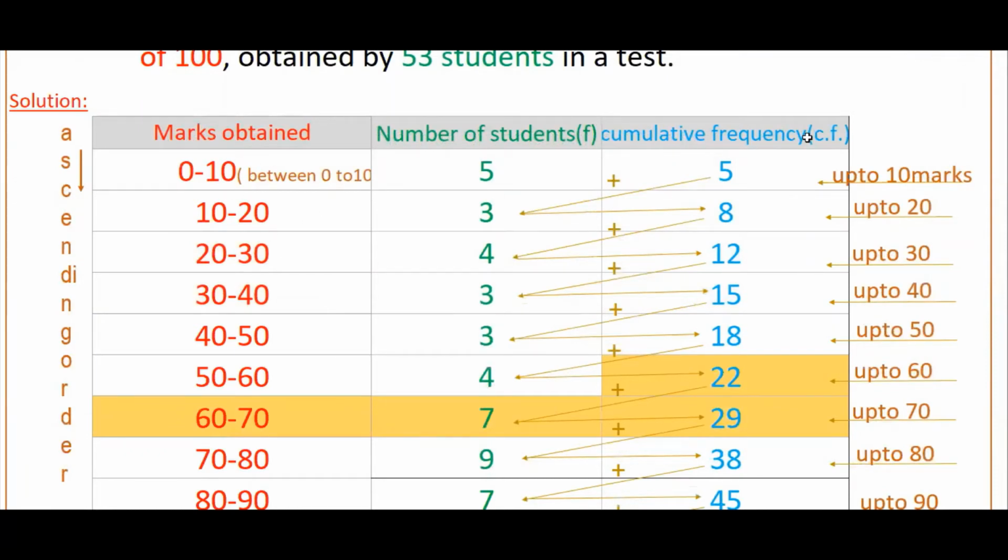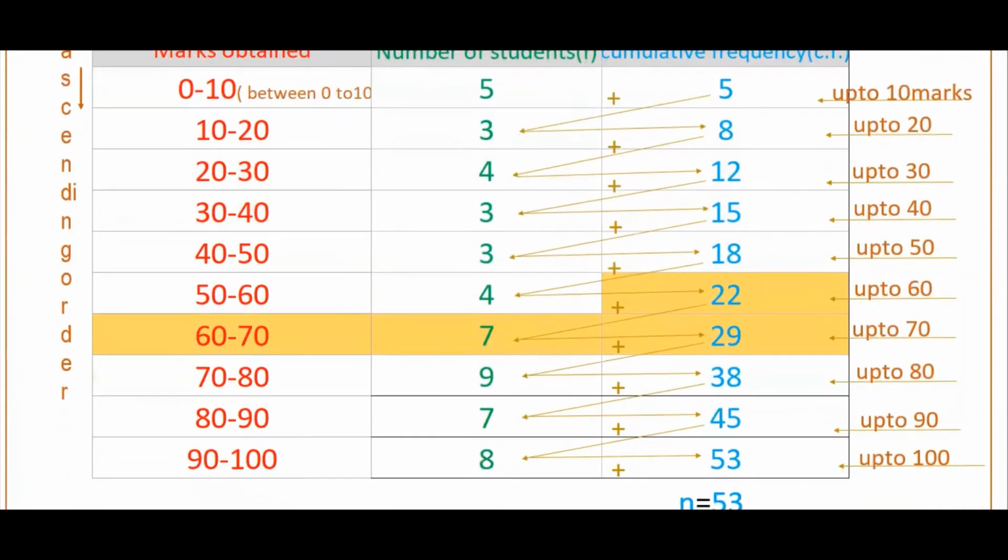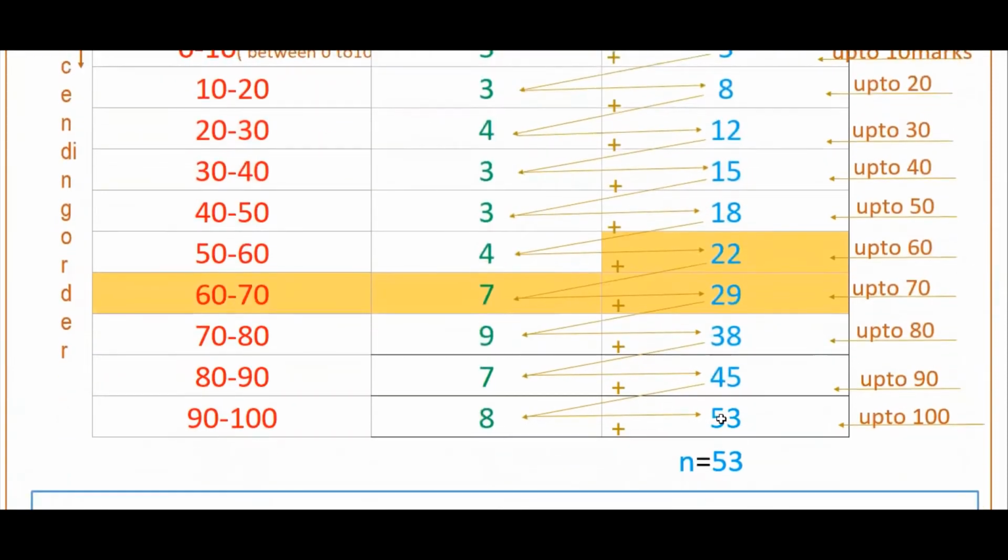So first, to find the cumulative frequency, you have to add these two like this. 5 plus 3 is 8, and 8 plus 4 is 12, and 12 plus 3 is 15, and 15 plus 3 is 18, like this. You know that the meaning of 5 here is up to 10 marks and 8 here is up to 20 marks. So 8 students got up to 20 marks, that includes the 0 to 10 students also. So like this, you have to find cumulative frequency. So the total number of students, n, is equal to 53.